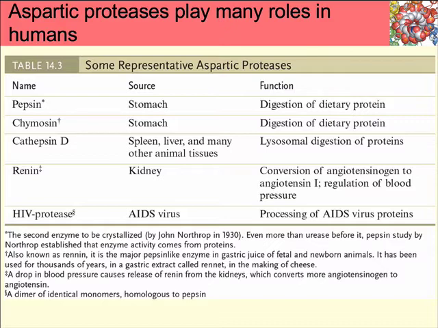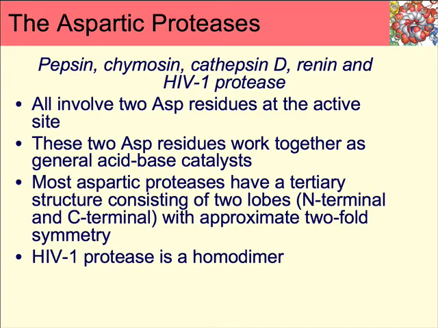Examples of aspartic proteases include pepsin and chymosin in your stomach, cathepsin D in the spleen and liver, renin in your kidneys, and the HIV protease that is part of the AIDS virus, an enzyme involved in processing of AIDS virus proteins, and we'll talk about that in just a bit.